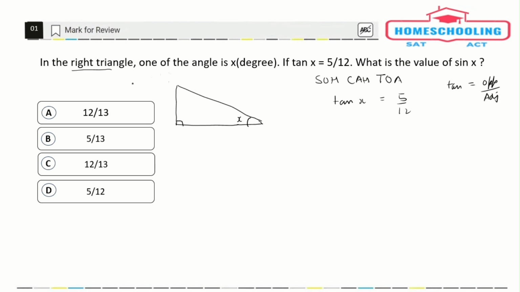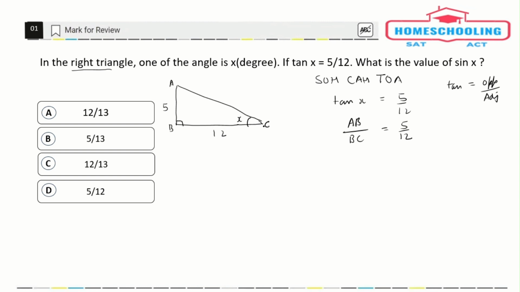So let's label the vertices A, B, and C. We have taken this angle, and whichever angle you take, the answer would be the same. This is a right triangle, so the angle at B would be 90 degrees. Opposite to angle x would be AB, and adjacent to angle x is BC, so opposite by adjacent is 5 by 12. From this we can say that AB is 5 and BC is 12.